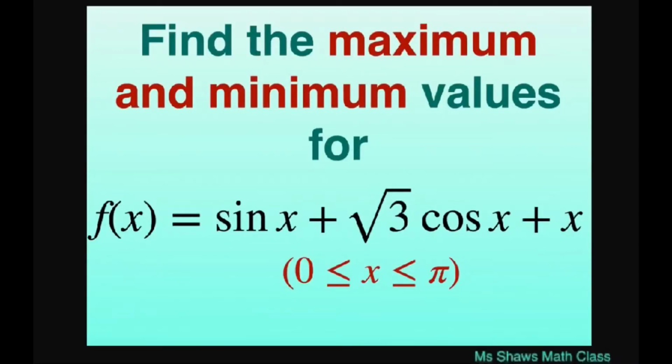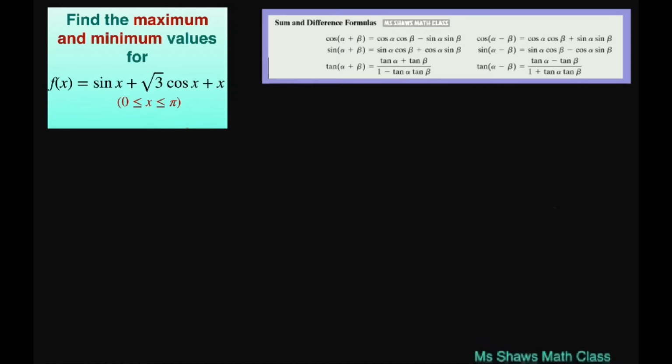Everyone, we're going to find the maximum and minimum values for f of x equals sine of x plus square root of 3 cosine of x plus x over the interval 0 to pi. All right, let's take our first derivative.